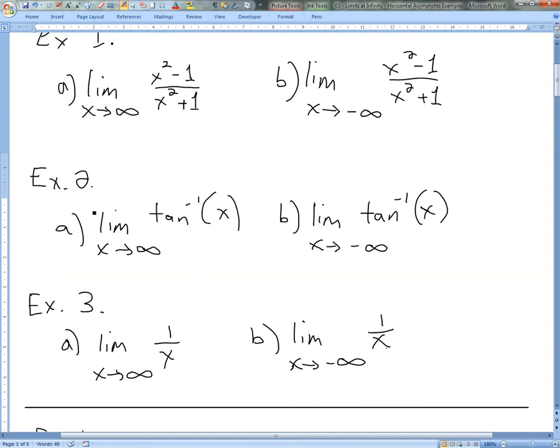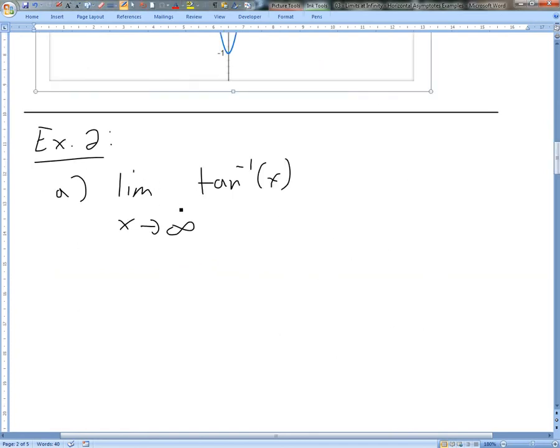Okay, so now let's look at example 2, which is basically find the limit as x approaches infinity of inverse tan of x, and then part B is the same thing, but to negative infinity, so similar to number 1. I'll just write this down over here. So example 2, part A, limit as x approaches infinity of inverse tan of x.